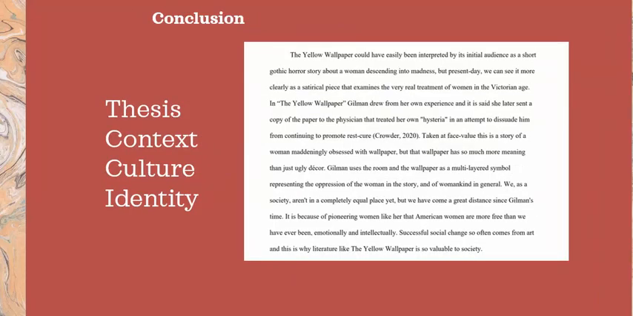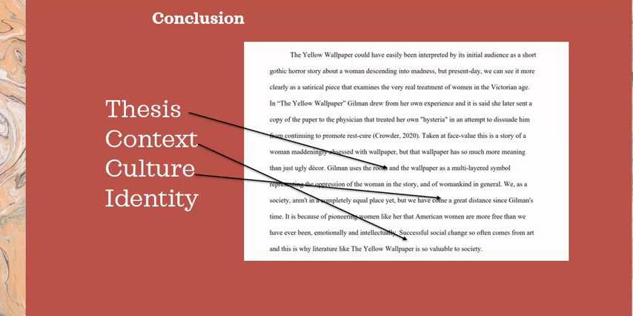Finally, we move to the conclusion and we look for a restatement of that thesis. Gilman uses the room and the wallpaper as a multi-layered symbol representing the oppression of women. We look for the context of the story. What has it to do with the greater world itself? Successful social change so often comes from art, and that's why literature like Yellow Wallpaper is so valuable to society.